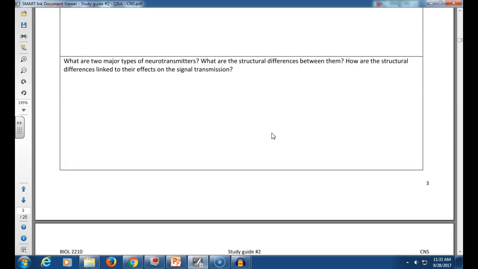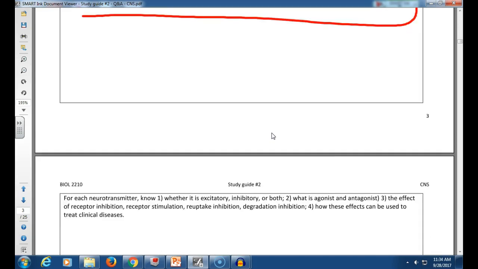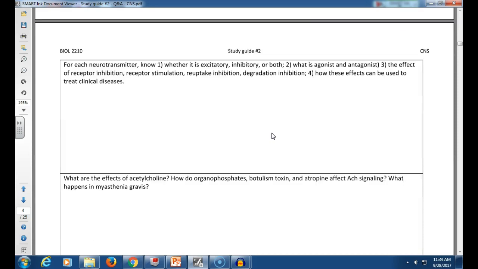Two types of neurotransmitters, neuropeptides and small molecules. Okay? Small molecules fast, short-lived, neuropeptides slow, long-lasting effects. Okay, this. You have a table. Know it. There are going to be questions about them.